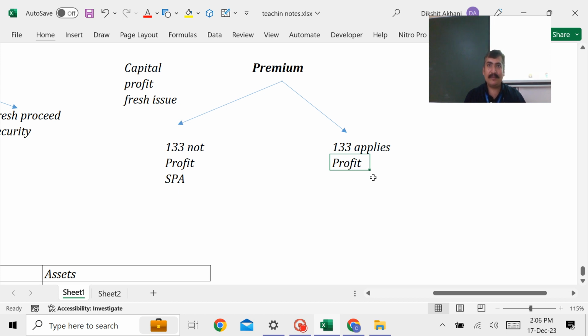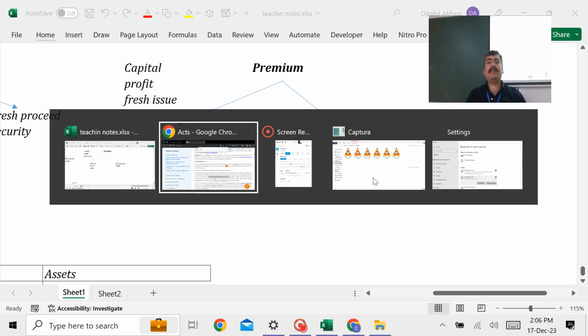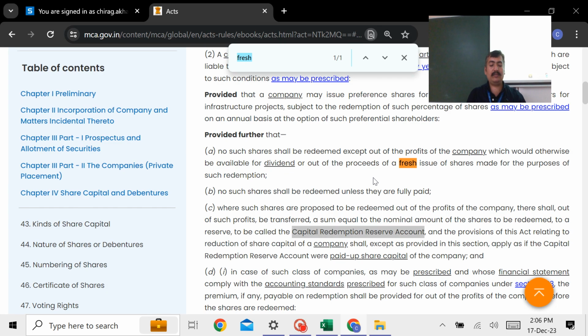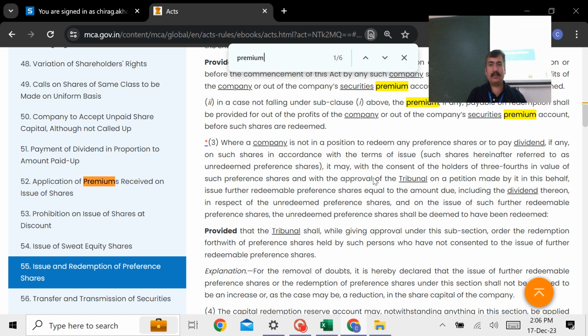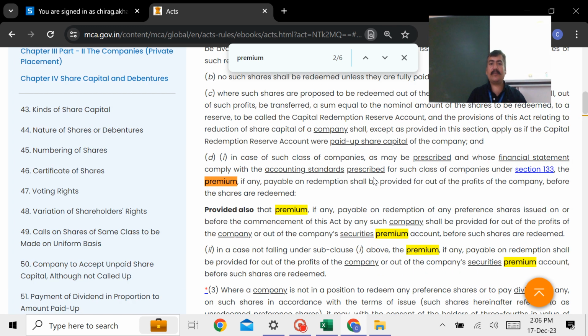आप समझ रहे हो? So 52 you can interpret by intercepting 55. तो ये मेरा थोड़ी मानना है, चलो मैं आपको खुद बता दूं, यहाँ पे ये देखो, look at this, the word premium is written over here. In case of the class of companies as may be prescribed and whose financial statements comply with the accounting standards for such class of companies under section 133, the premium payable on redemption shall be provided out of profits.